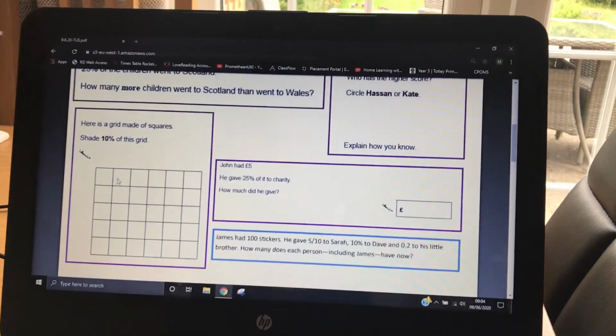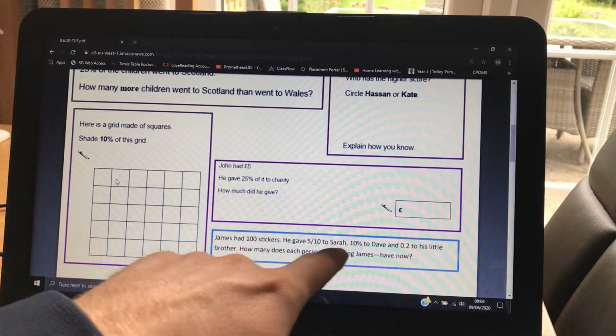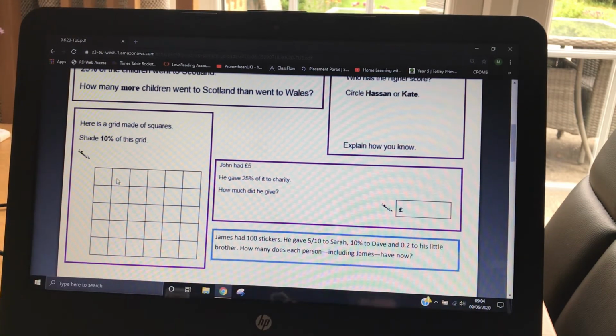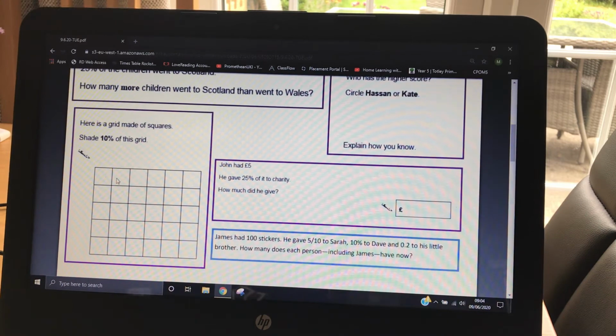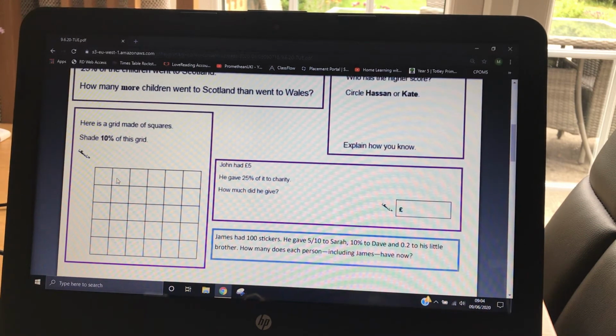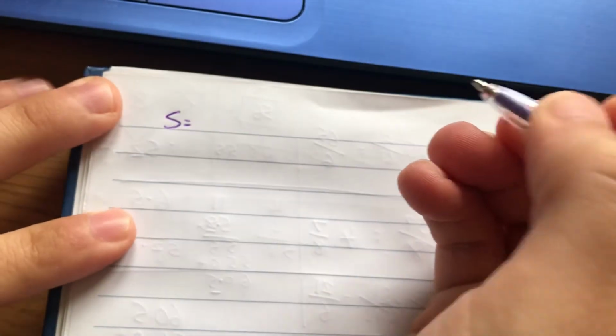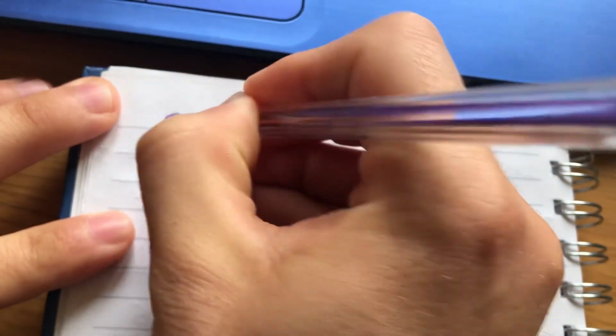Right, next one. And this was one to try and get you to think about your knowledge with fractions and decimals and everything. So James has 100 stickers. He gave 5/10 to Sarah, 10% to Dave, and 0.2 to his little brother. How much does each person, including James, now have? So you just need to get a list going here. So we're out of 100. We've kept it simple. So Sarah has 5/10. Well, that's 50. 5/10, that's half, isn't it? Half of 100 is 50.